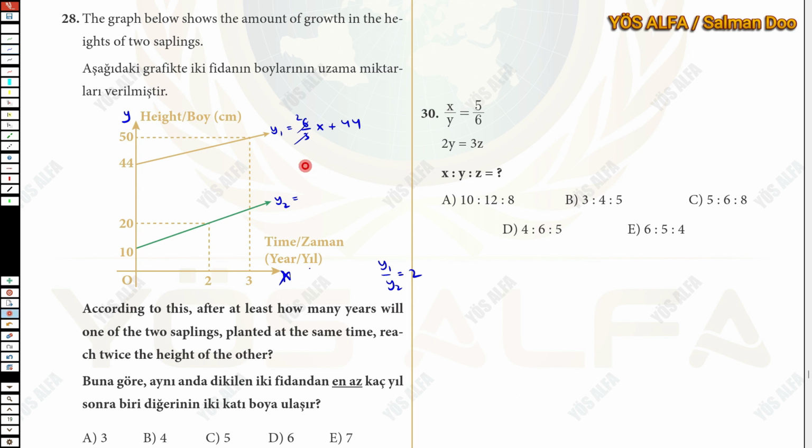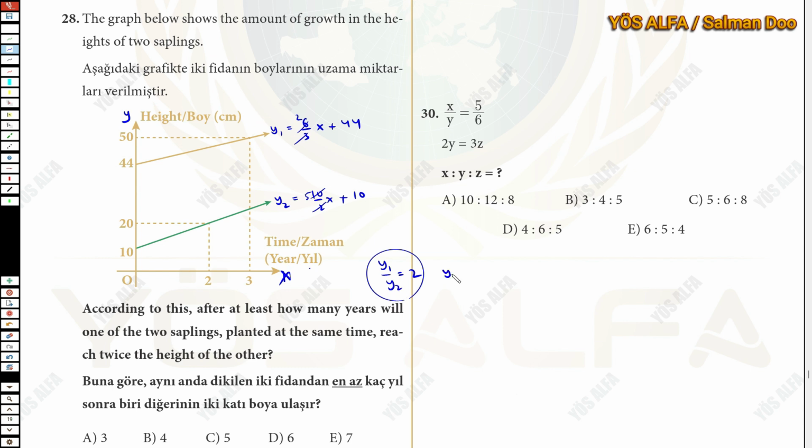In the same way, we can find the second equation. We use this point. So rise is 10, run is 2. So 10 over 2, x plus 10, since when x is 0, y is 10. So we got equation 2. Let's use these two equations in this ratio and find the year x.